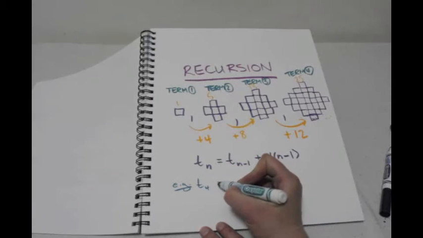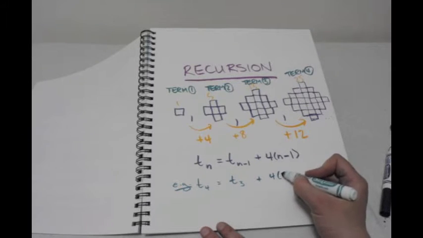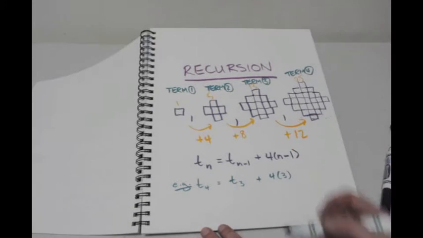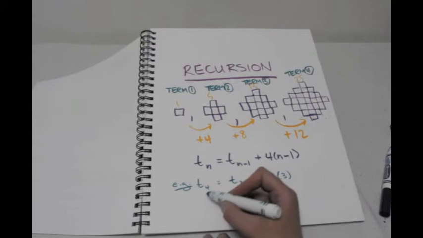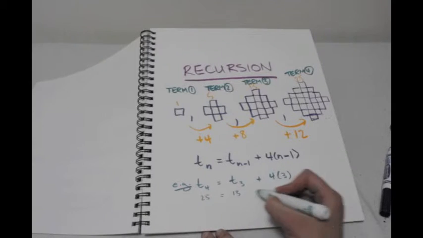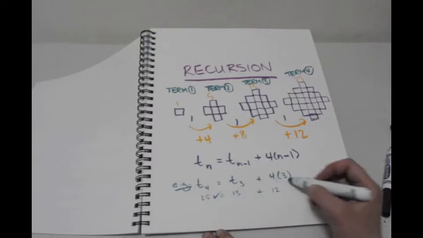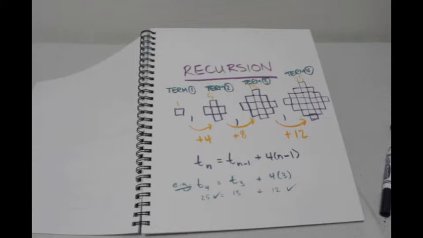Term 4 equals term 3 plus 4 times 3. Right? That makes sense. 25 is equal to 13 plus 4 times 3, which is 12. Yep, that works out. Alright, so this is good.